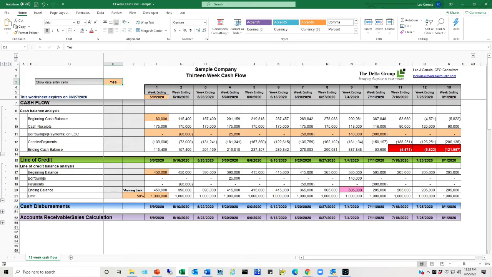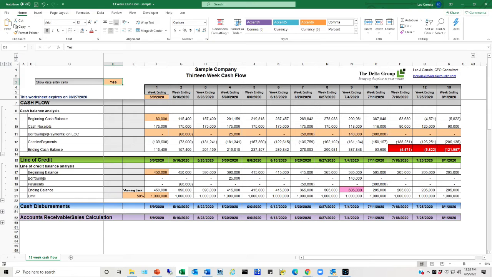The next items I'm going to enter are the maximum on the line of credit and the warning limit. In this example, I'm using a line of credit with a $1 million limit. I have also selected a 50% warning limit. The warning limit is a way of quickly identifying the weeks in which I am borrowing on the line of credit beyond my comfort level. So, if my line of credit is $1 million and my comfort level is 50%, I want the ending line of credit balance to be colored light red any week in which the balance exceeds 50% of my $1 million limit.